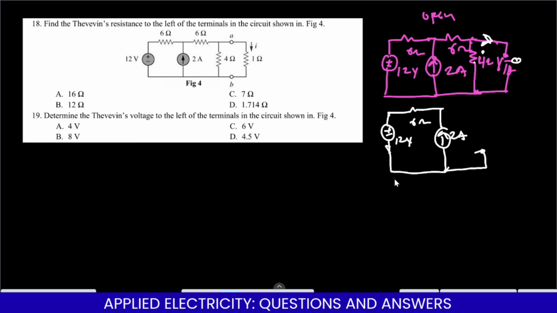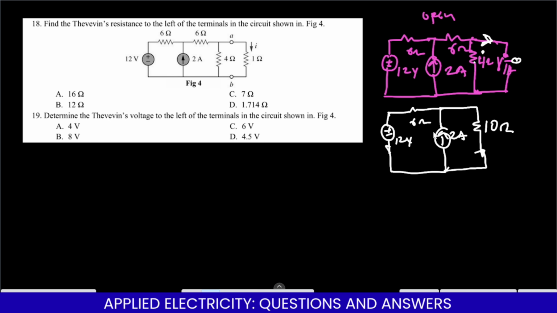Okay, so I can see this, and this will give me 10 ohms. Now what are we looking for? We're looking for the current here. After that we multiply by the 4 ohms to get the voltage across that end, and that will be the voltage here.